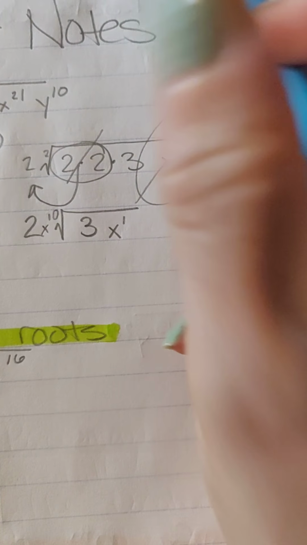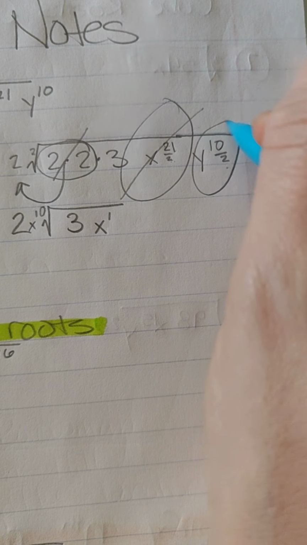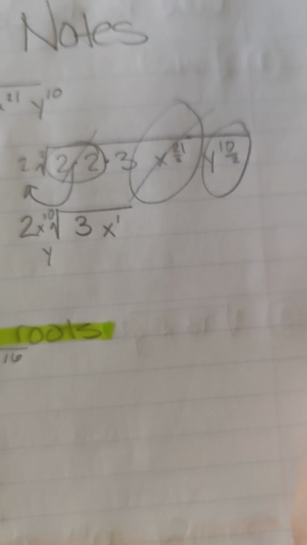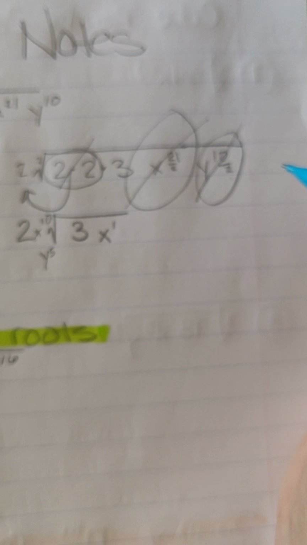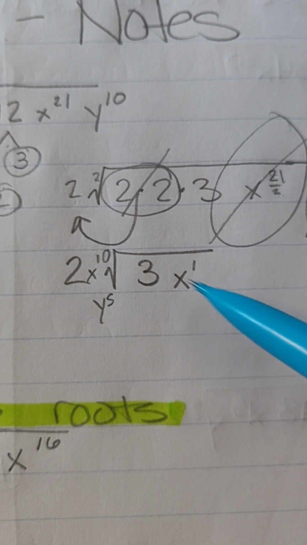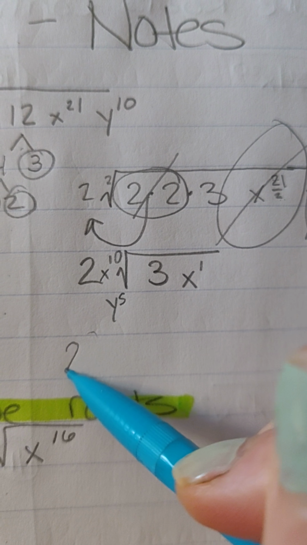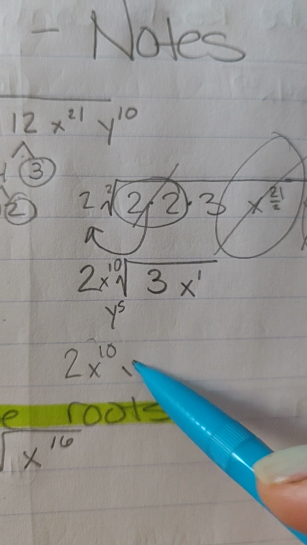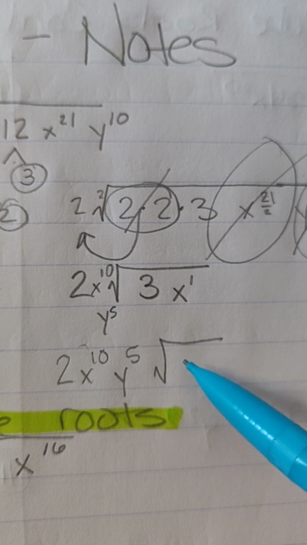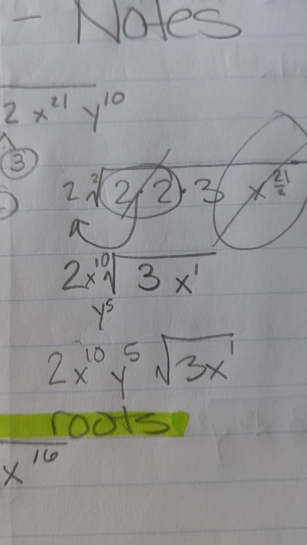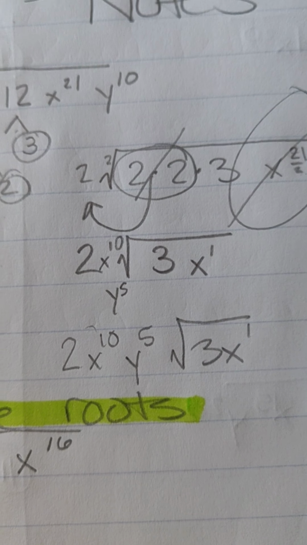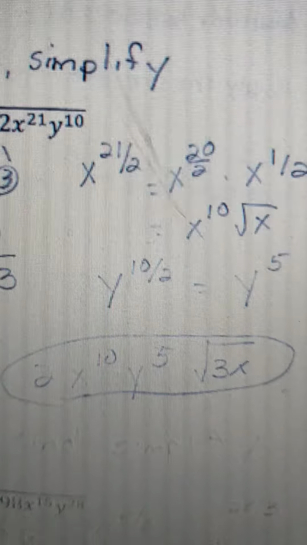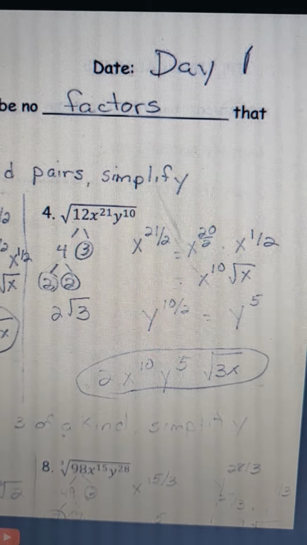10 divided by 2 is 5, so this just simplifies to y to the 5th. And that cancels out. So under the square root, all we have is the 3x to the first power. So we've got 2x to the 10th, y to the 5th, root 3x to the first. Do I need to have the ones? No. Do I need to show all my steps? No, if you know how to do it in your head. And if you look, ours is the same as Miss Bayer's.